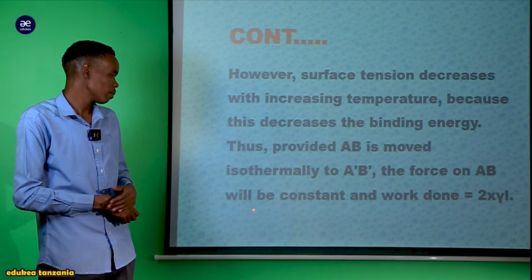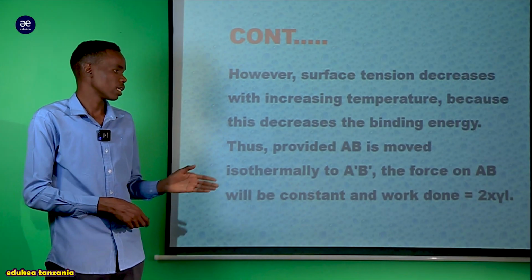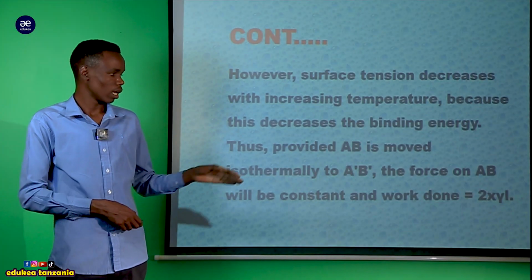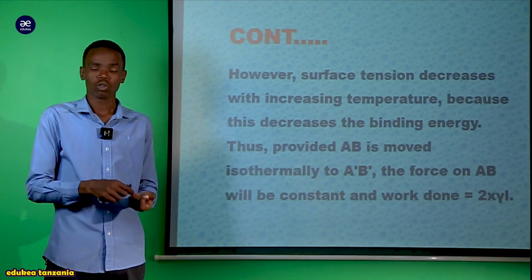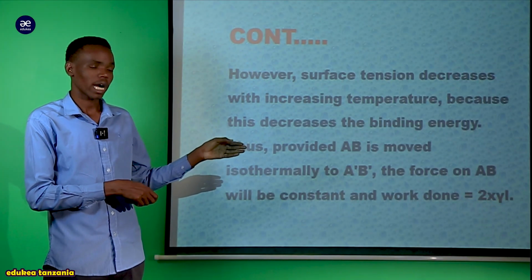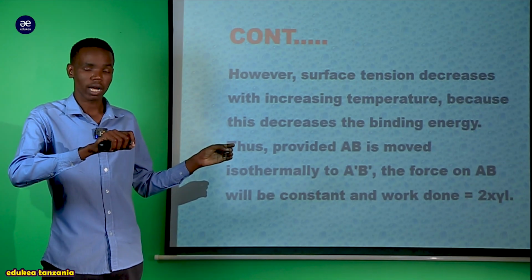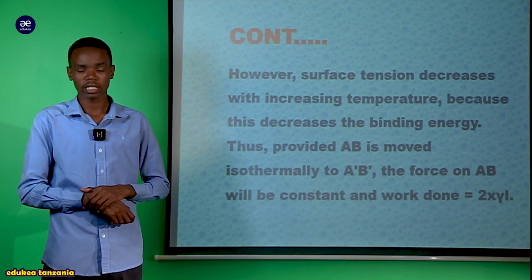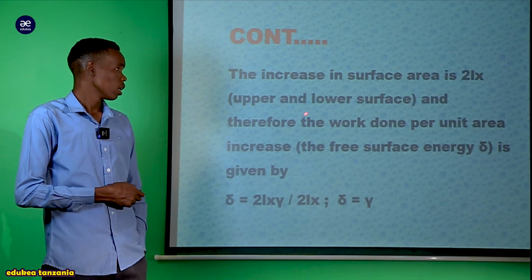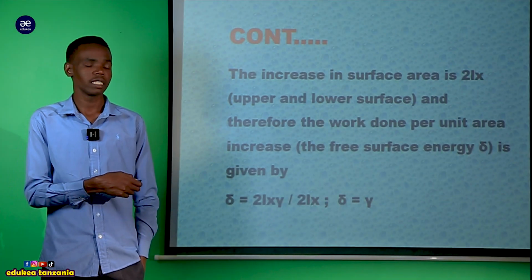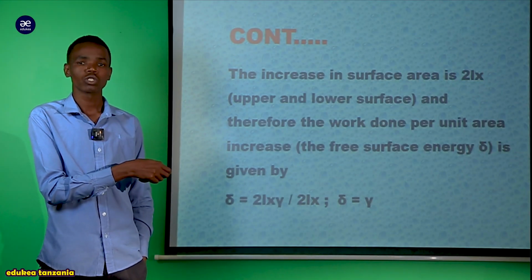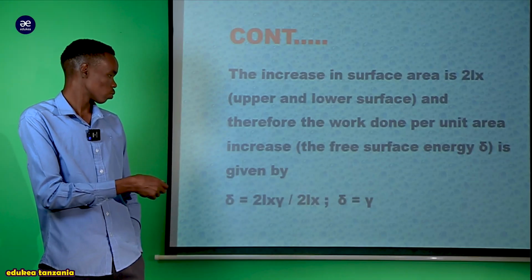The force on AB will be constant, and the work done must be equal to 2 times the surface tension times L times x. To get the work done, we take the 2, multiply it by the distance to A dash B dash, then by the surface tension and the length we have been given. So the increase in surface area must be equal to 2Lx.